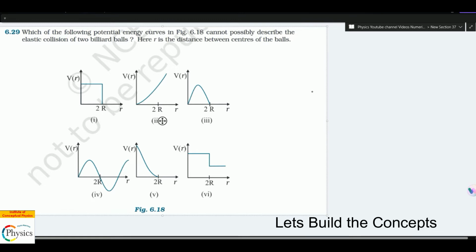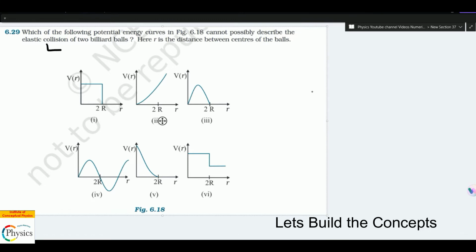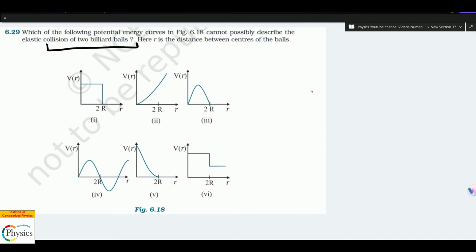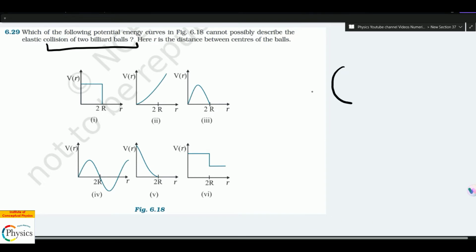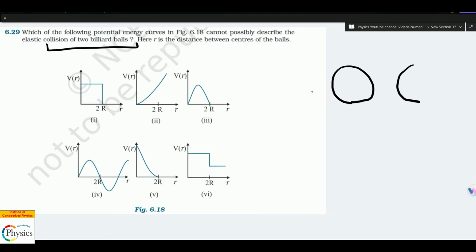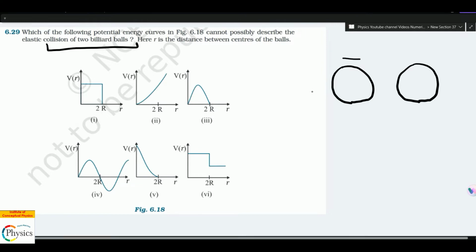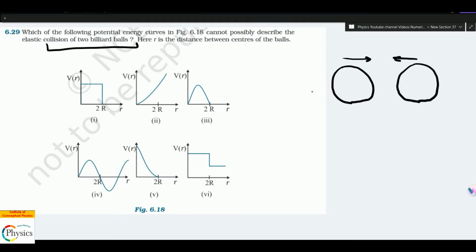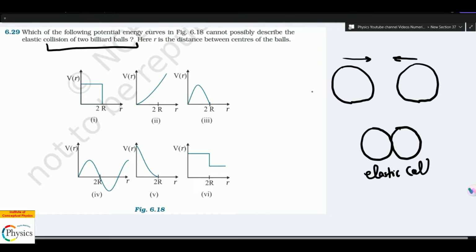So you have two colliding billiard balls. The situation looks like this, right? So you have one billiard ball, and then the second billiard ball, and these are undergoing an elastic collision. Let's say they were moving towards each other and they collide. This is the scenario of elastic collision.